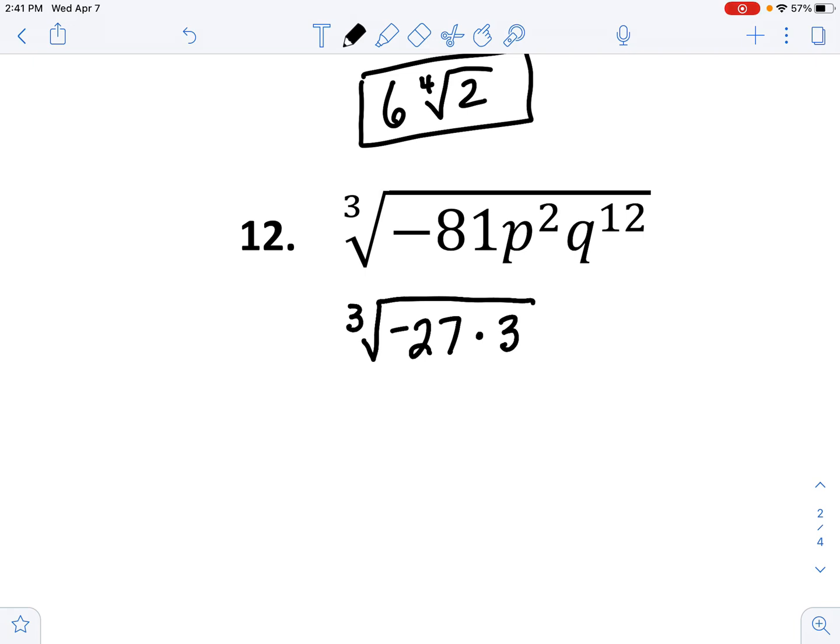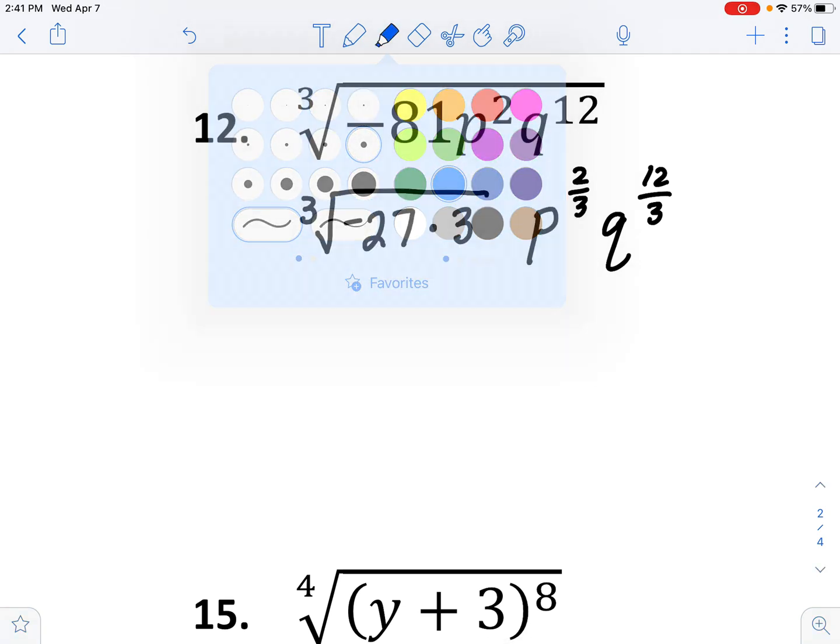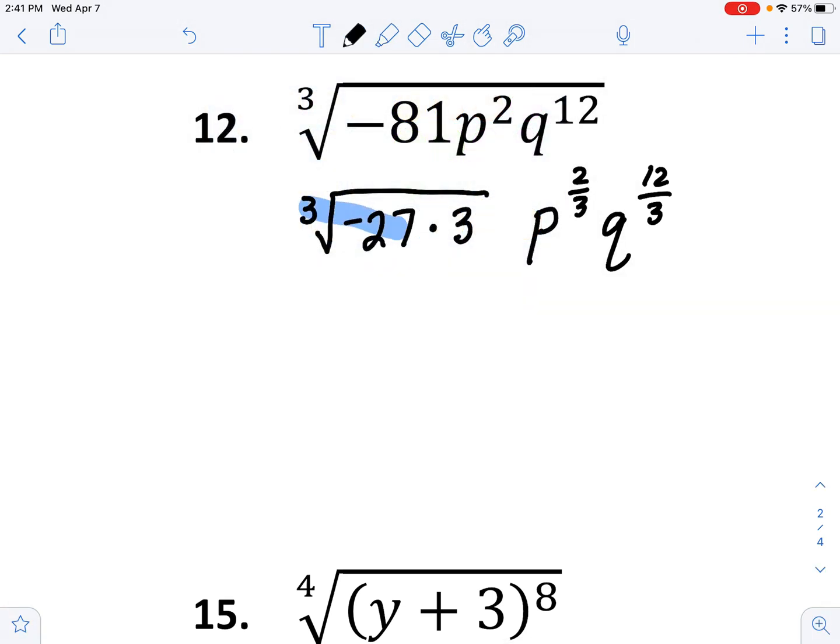And then write the variables in exponent form, so that would be p to the 2/3 and q to the 12/3. Okay? And then simplify. The cubed root of negative 27 is negative 3, and then you still have cubed root of 3 left. And then p to the 2/3, that's not an improper fraction, so nothing's going to get out there.